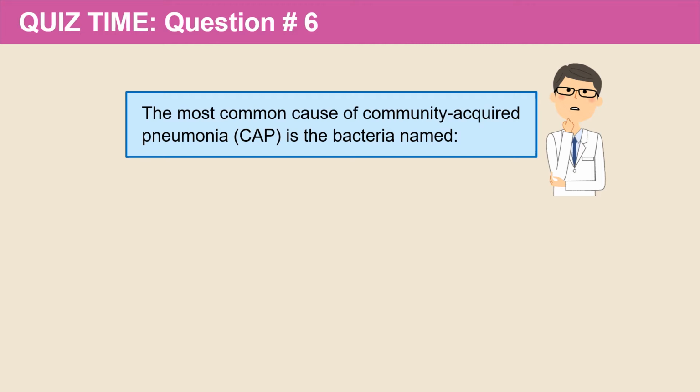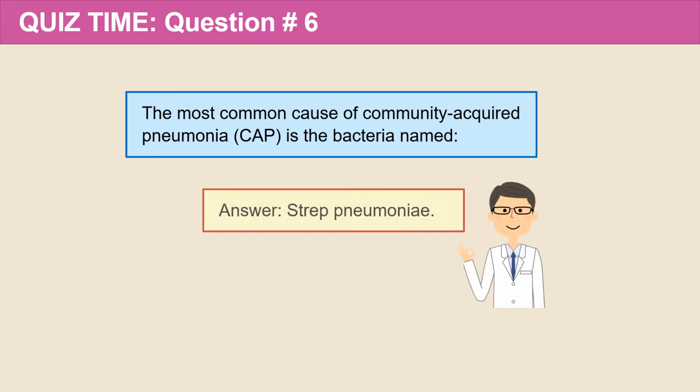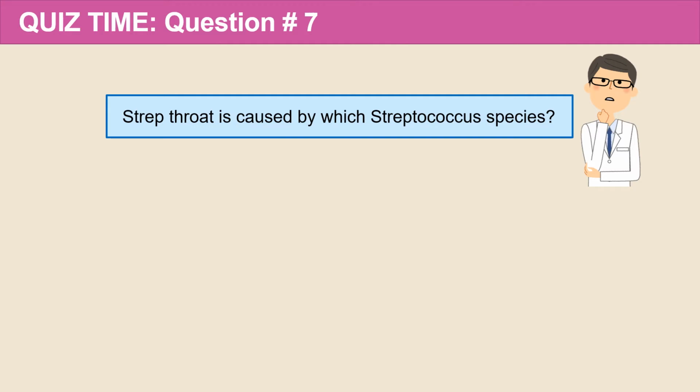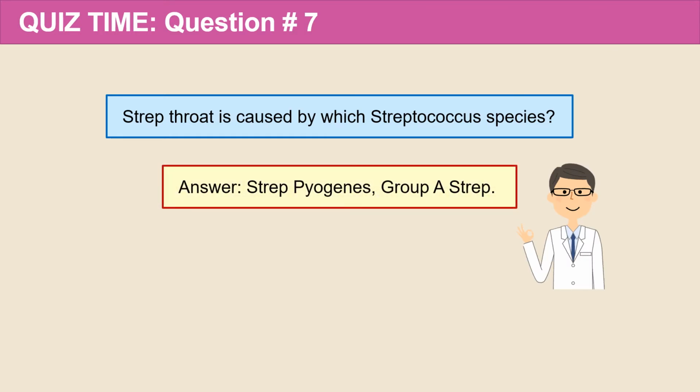Question number 6. The most common cause of community-acquired pneumonia, or CAP, is the bacteria named... The answer is Strep pneumoniae. Question number 7. Strep throat is caused by which Streptococcus species? Strep throat is caused by Strep pyogenes or group A strep.